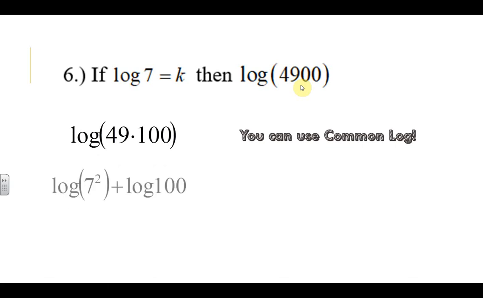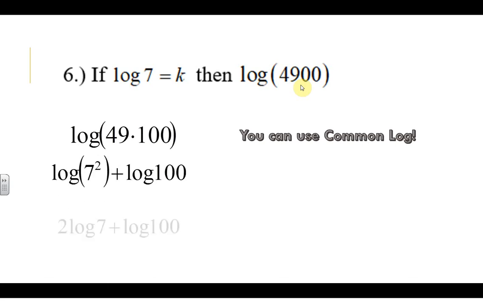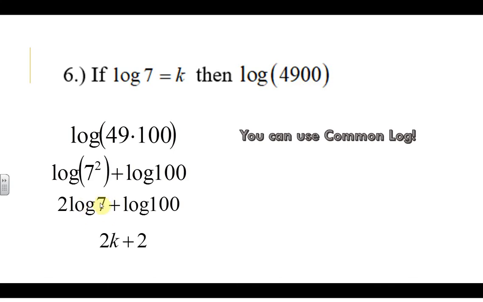You would get 4,900. You can rewrite that. The 2 pops out front. And then we know that the log of 7 is equivalent to k, so that's going to turn into 2k. But what's the log of 100? 10 to what power is 100? 2.